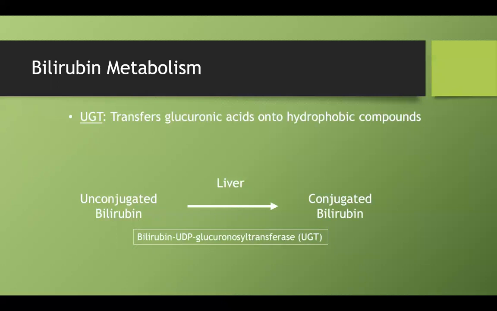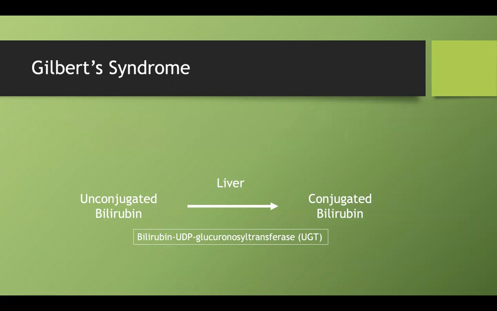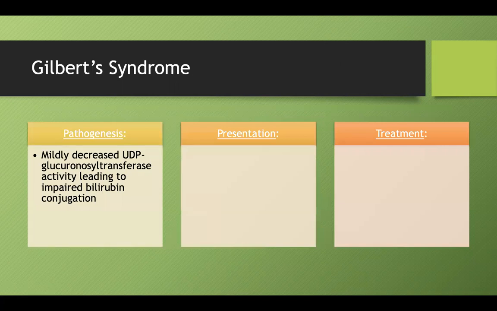And how this works is that, remember that our unconjugated bilirubin is water insoluble. So UGT can actually add on a glucuronic acid, which is a water-soluble compound. It can add that onto this unconjugated bilirubin and create a more water-soluble compound, namely conjugated bilirubin. And if your bilirubin is conjugated and water-soluble, then it can enter that water-soluble bile and actually get excreted. So that's the whole point of this process. In Gilbert's disease, our UGT activity is mildly decreased. So it still works, but it's just a little bit lower activity than we'd like. I'll explain what that'll actually cause in just a moment.